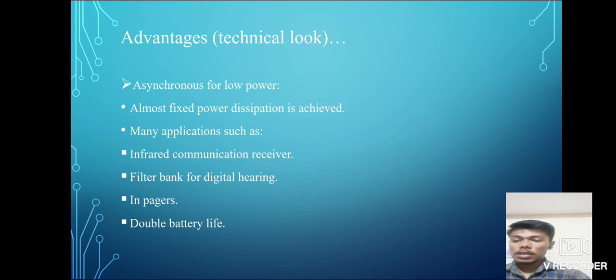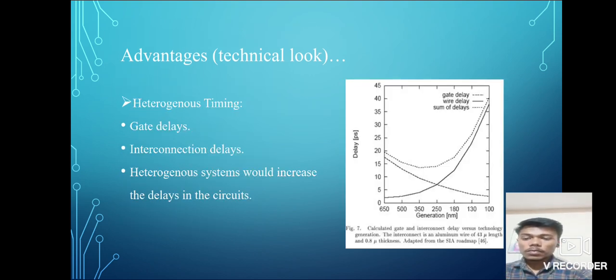Advantages: calculated gate and interconnect delay versus technology generation. The interconnect is an aluminum wire of 43 mu width and length, and 0.8 mu thickness. Here the graph is delay versus generation. Heterogeneous timing, gate delays, interconnection delays. A heterogeneous system would increase the delays in the circuit.